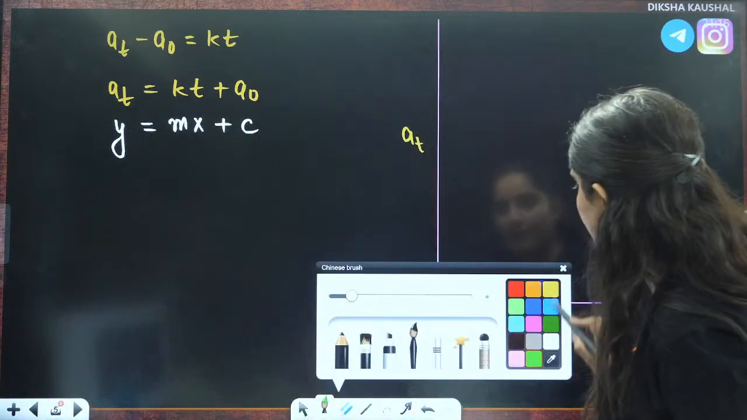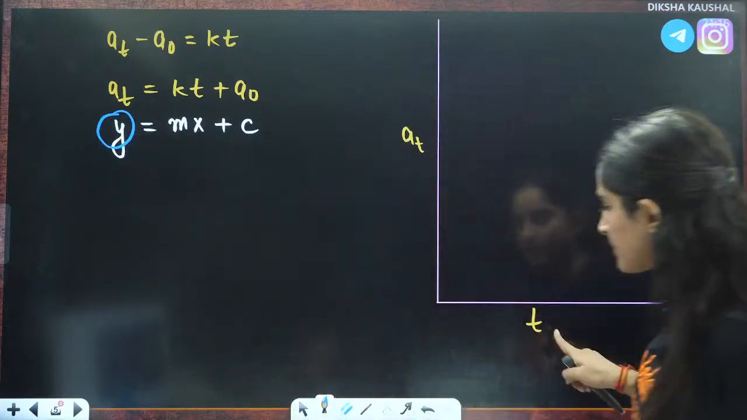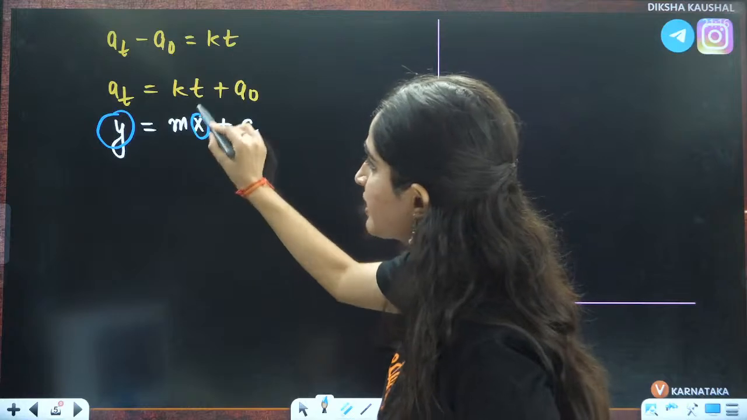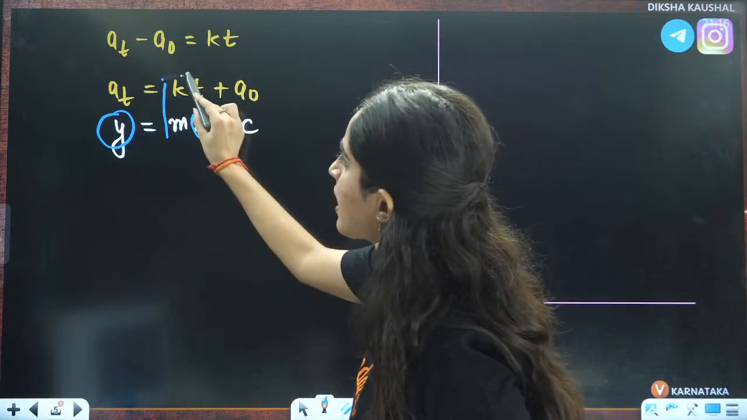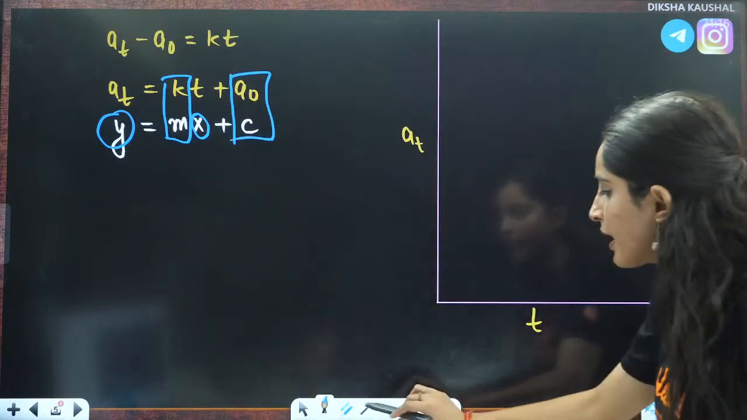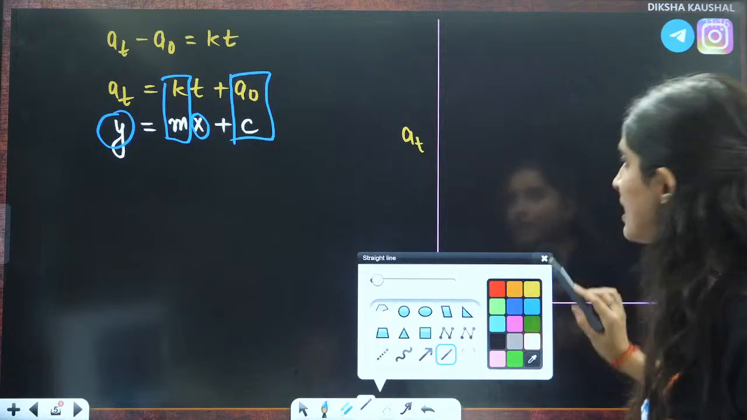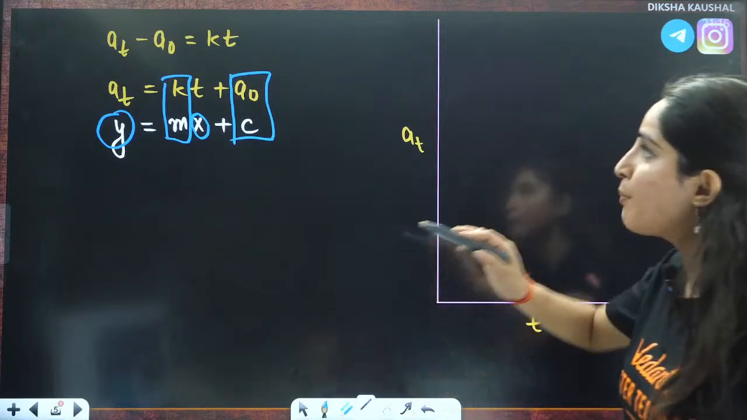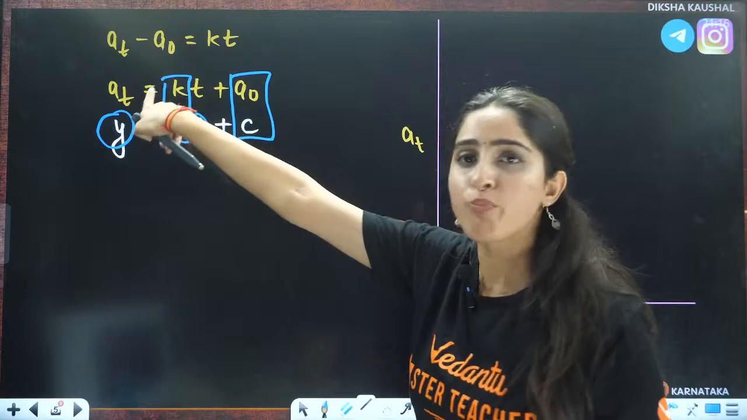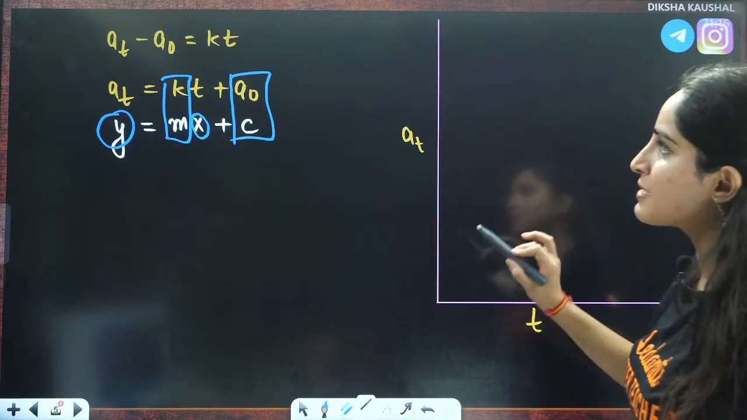Can you see the comparison here? Here y is nothing but A_t, and x is nothing but t. So m will become K and the intercept will become A naught, right? So here it is a straight line graph going in a positive slope, because m is positive. And here the intercept is A naught.